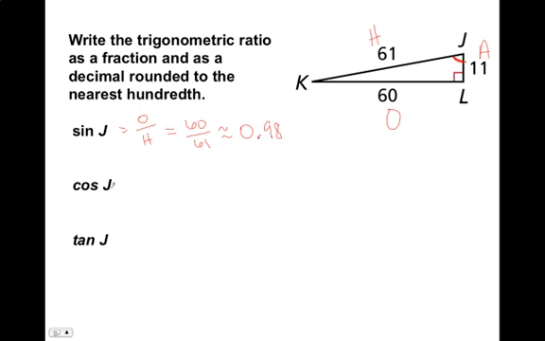The cosine of the angle is the adjacent over the hypotenuse. So when we plug in these numbers, we have 11 over 61. Type in the calculator 11 divided by 61, and we get that it's approximately 0.18. Now the tangent of angle J is the opposite over the adjacent. So we have 60 over 11. Type 60 divided by 11 in the calculator and we get that it's about 5.45. These are the trig ratios all for angle J.